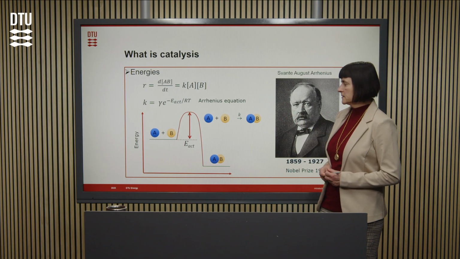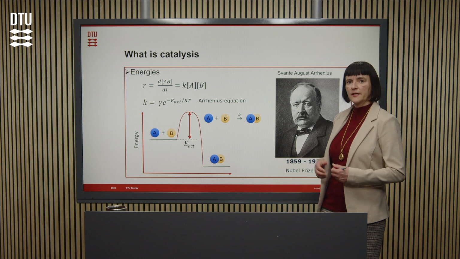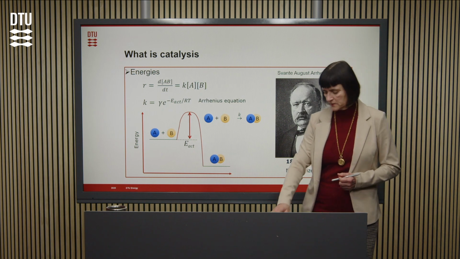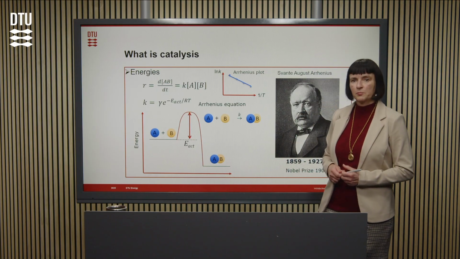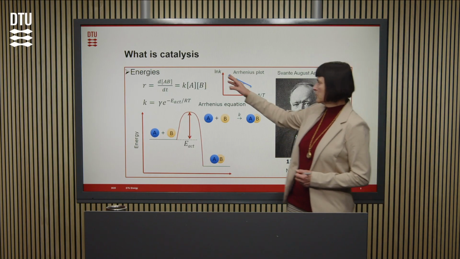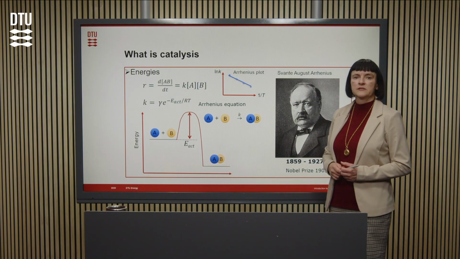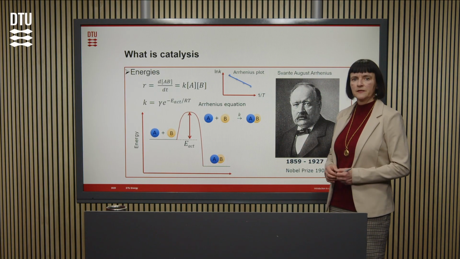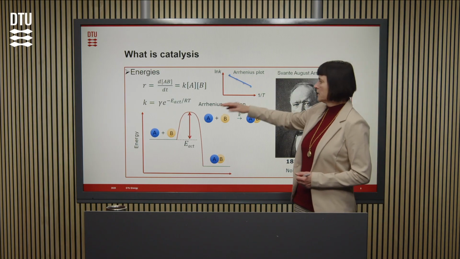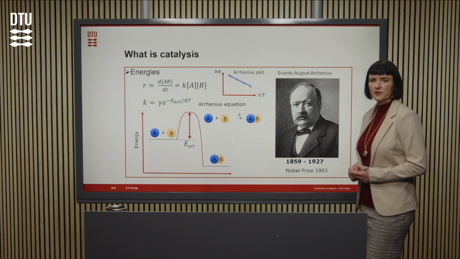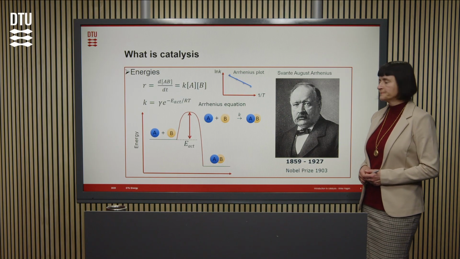So by that equation, you can deduce an activation energy for a specific reaction, and the easiest way is what we call the Arrhenius plot, where you plot the logarithm of k versus the reciprocal temperature. You typically get a linear correlation, and from the slope, you can then derive the activation energy. So this is a very important parameter in catalysis.